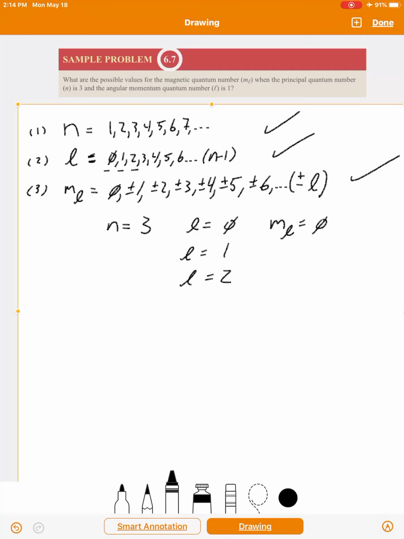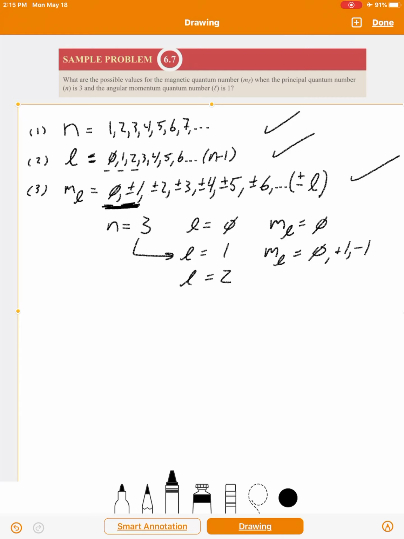Now, what if l is equal to 1? So again, this is still under n equals 3. If l is equal to 1, then m sub l can be 0, plus or minus 1, but l is 1, so we would stop right there. If l is 1, we don't go any further with the m sub l. So it could be 0, it could be plus 1, or it could be minus 1. All 3 of those possible values, okay?